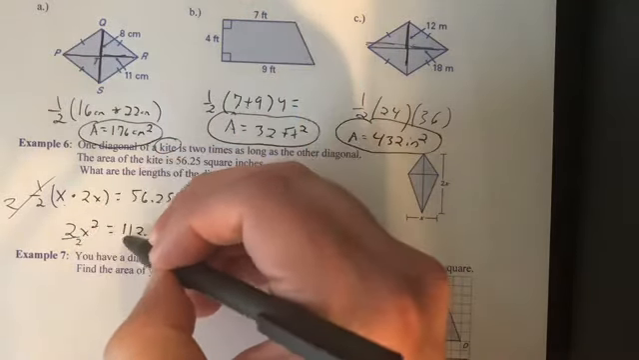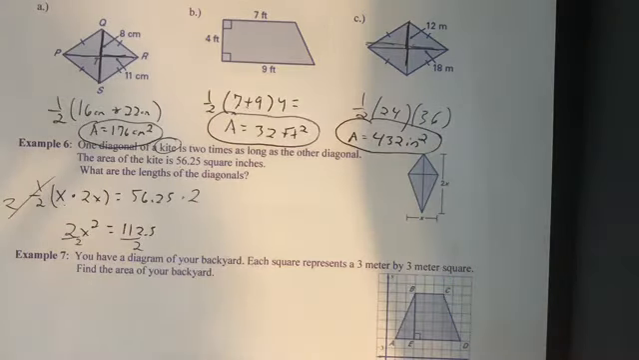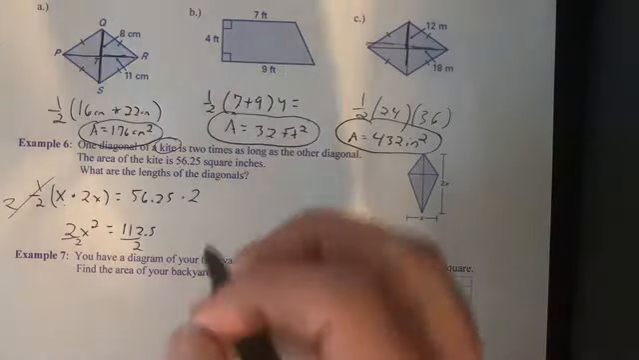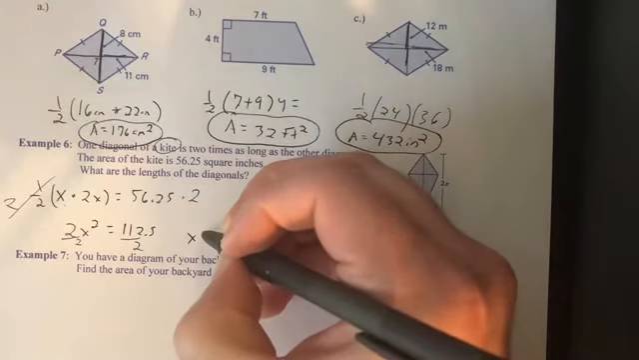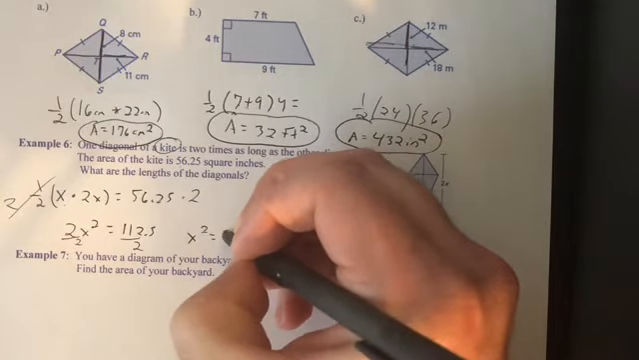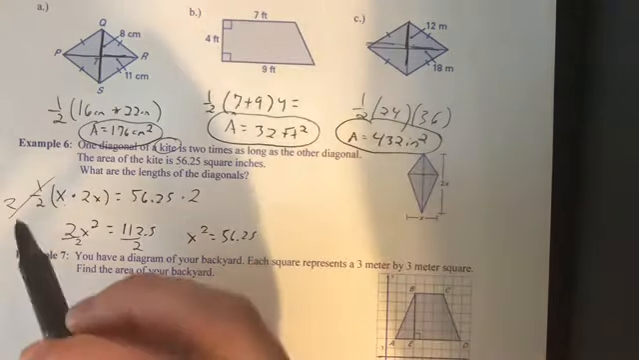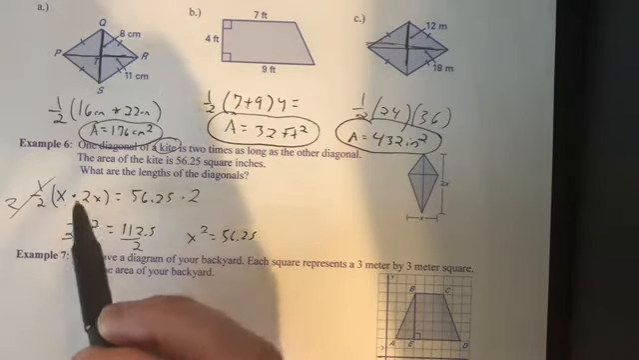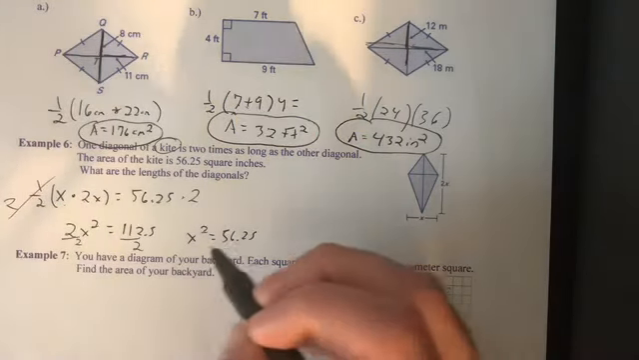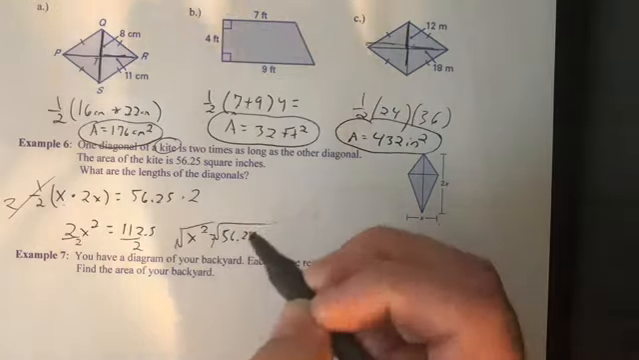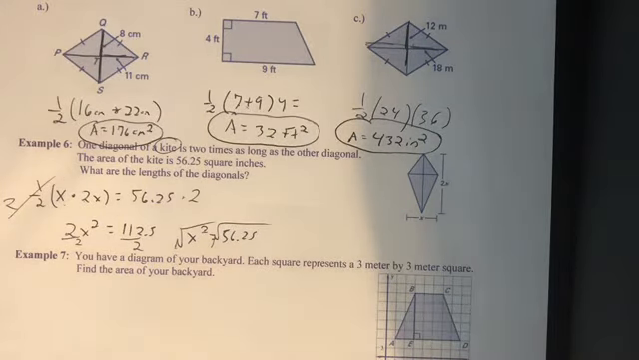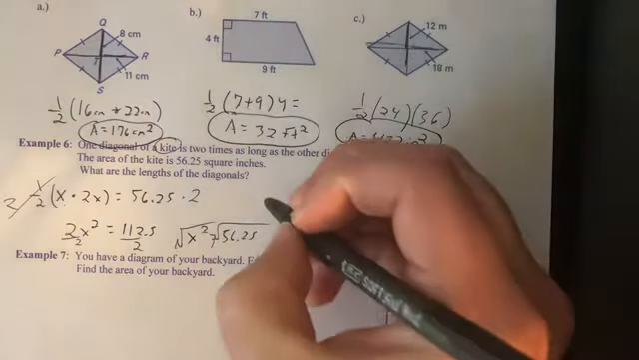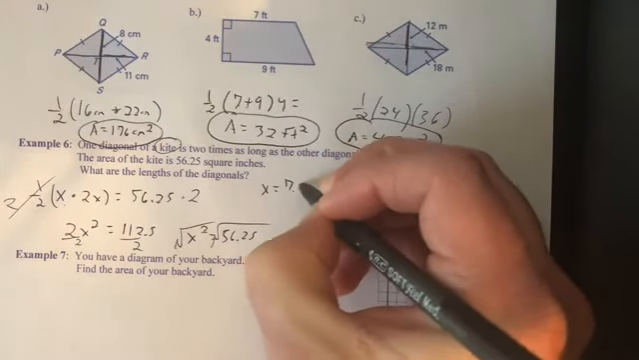We're going to divide by 2 on both sides, which gets us back to the original. x squared equals 56.25. And I'm sure many of you multiplied this half with this 2 to get rid of it earlier, which is fine. And then get our final answer. We're going to square root this value, and x equals 7.5.